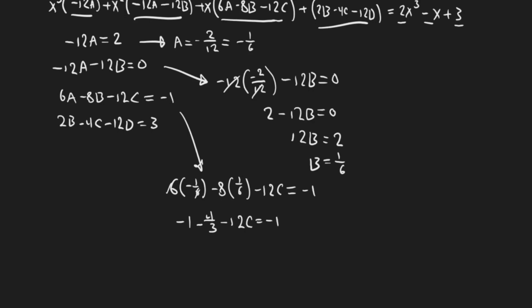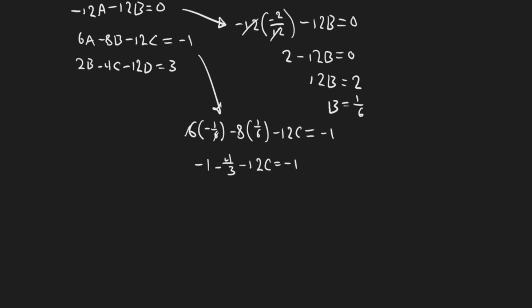Okay, I'm going to get everything with a denominator of 3 just to make this simplification a little bit easier. So that means that we have a negative 3 over 3 minus 4 over 3 minus 12c equals negative 3 over 3. And that's again just by writing everything that doesn't involve a c with a base of 3, which just makes the arithmetic a little bit easier.